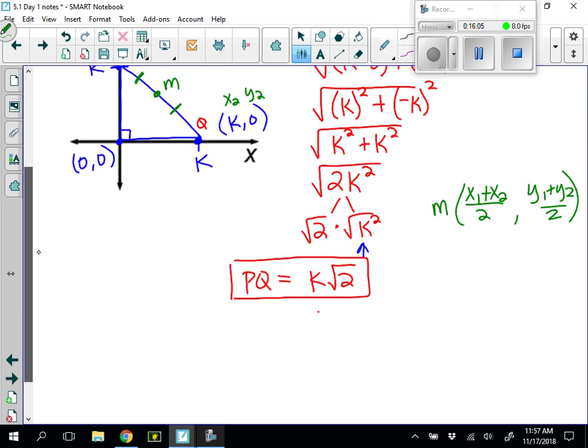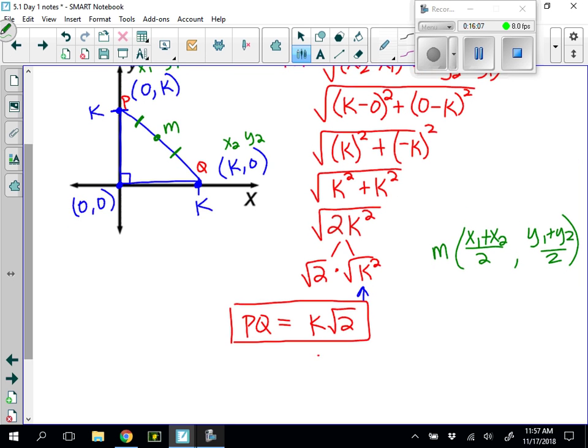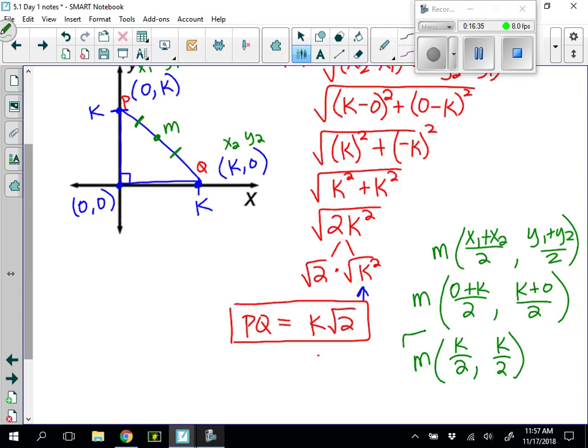Okay, so let's go back to our coordinates. So I have 0, k and k, 0. So I'm going to have to add the two x coordinates, 0 plus k divided by 2. The two y coordinates, k plus 0 divided by 2. And then really all I can do, my midpoint is 0 plus k is just k. So k divided by 2 is the x coordinate. And I also have k divided by 2 is my y coordinate.